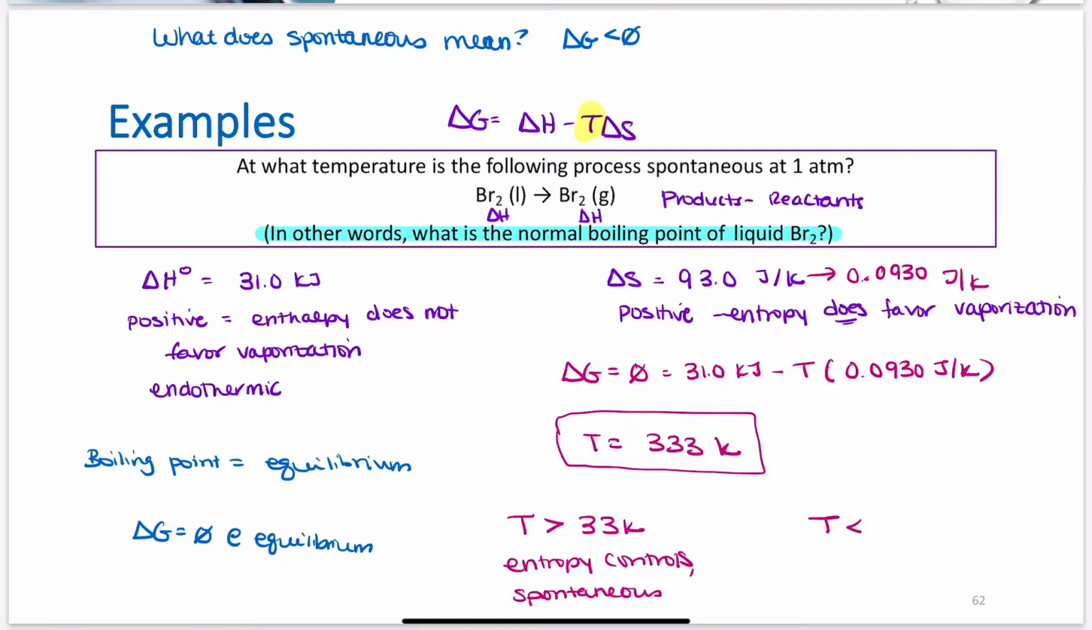If the temperature is less than 333 K, there should be an extra 3 there. Your enthalpy controls the system, and it is not spontaneous.